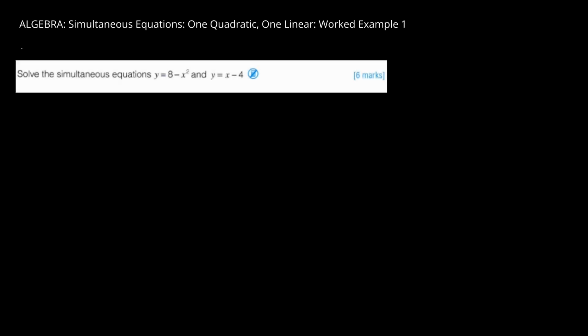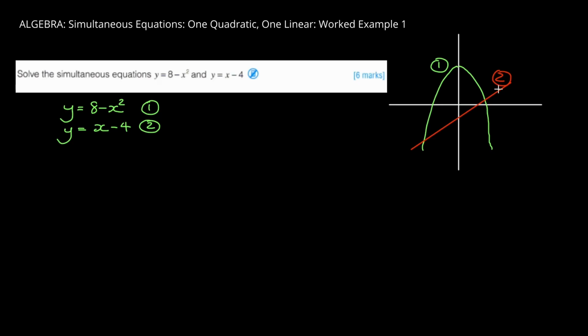Okay, we've got a question here involving simultaneous equations. The problem is one of the equations is a quadratic and the other is a straight line. Let's write the two equations down. And I've done a crude sketch of what I expect our solutions will look like.